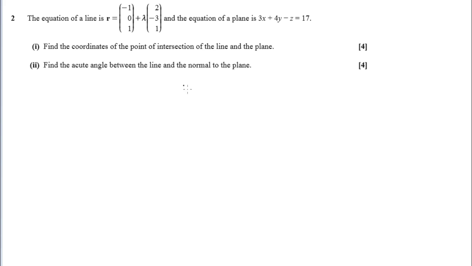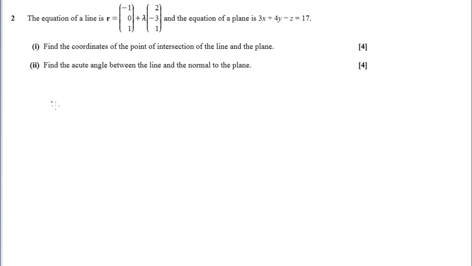Question 2 is a vector classic question. So part 1, find the coordinates of the point of intersection of the line and the plane. The line is defined as r equals (-1, 0, 1) plus lambda lots of (2, -3, 1). And the equation of the plane is 3x plus 4y minus z equals 17.